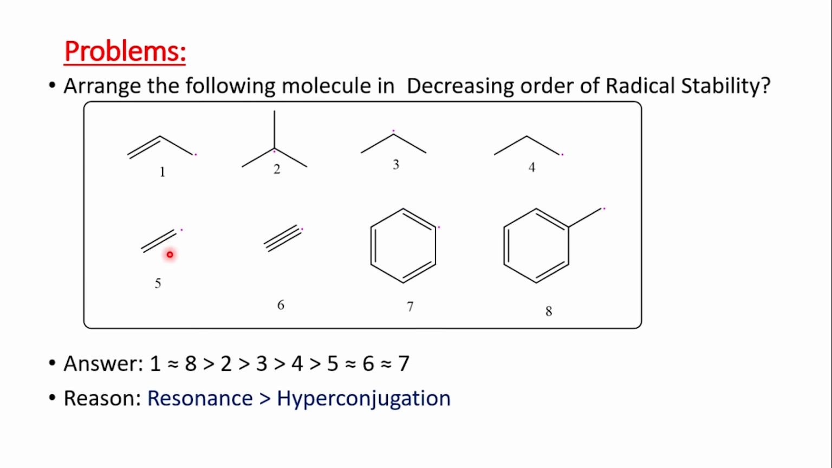Similarly, 5, 6, 7 are unstable because when a hydrogen atom is there, it is difficult to remove the hydrogen atom to achieve this radical and this radical, because it requires a lot of energy.